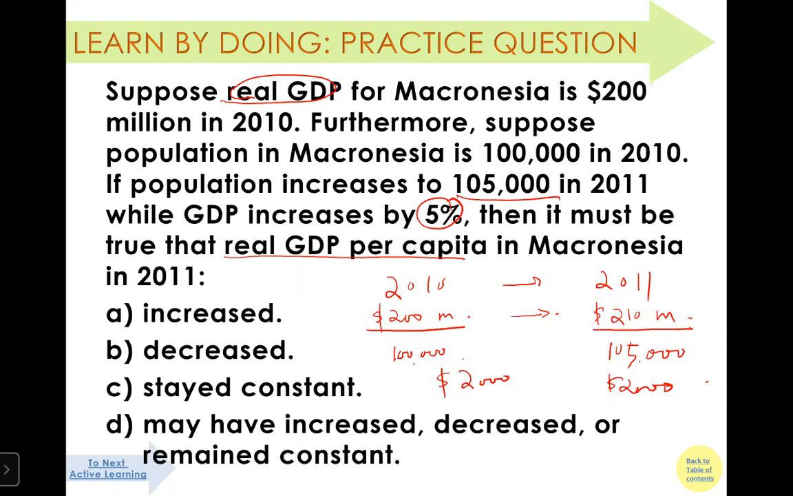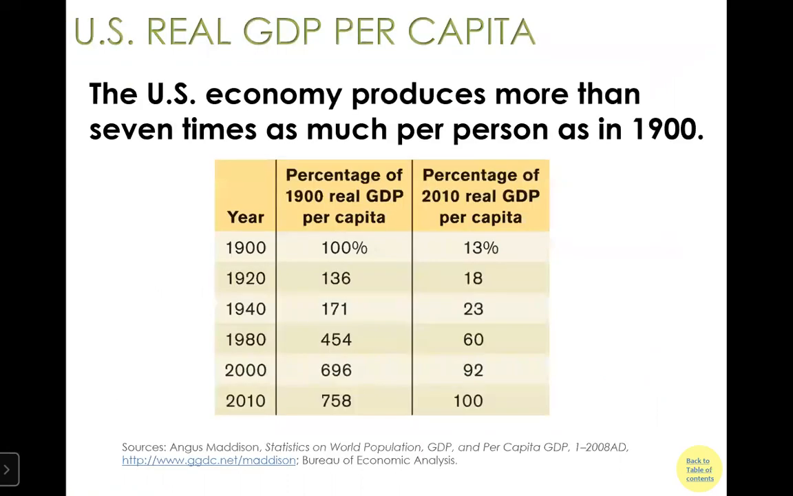Yes, they have growth in aggregate GDP, but this has been exactly offset by the increase in population. Hence, the per capita real GDP stays constant. Now we can look at the growth experience in the United States from 1900 to 2010.